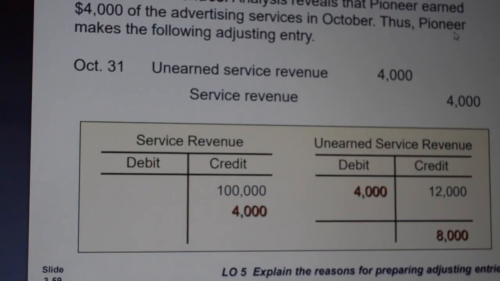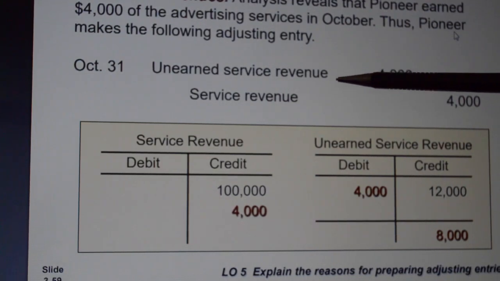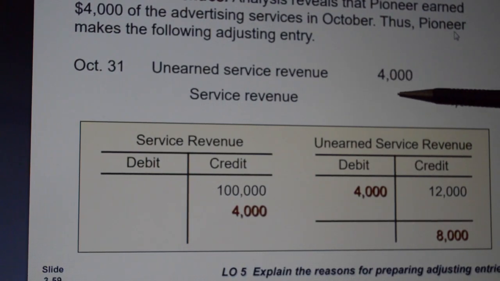After analyzing the records, it was revealed that Pioneer earned $4,000 of the advertising services in October. Thus, Pioneer makes the following adjusting entry. It will debit the liability account because the liability has reduced. The company has earned this much of the money. So it will reduce the liability by debiting $4,000 and increase the revenue account by crediting it.